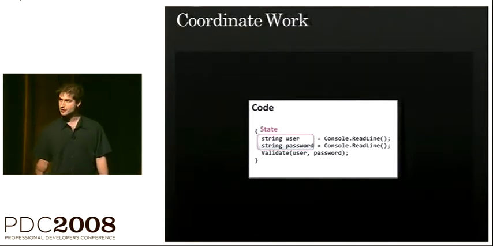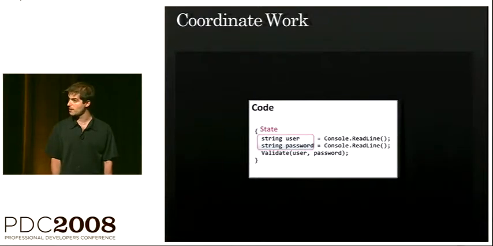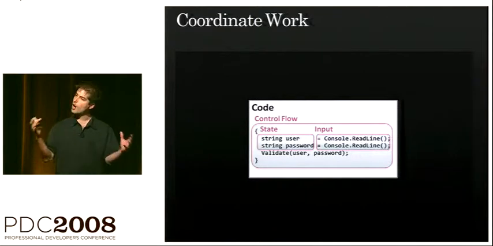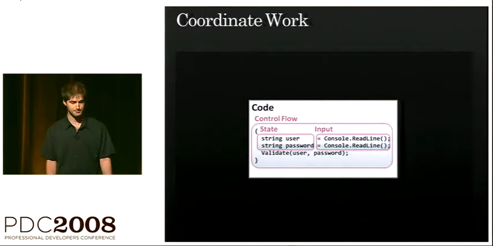Now, this application consists of three main components. First is a set of state, represented by my local variables in this case. The second is I'm getting a bunch of input from the console and associating it with these pieces of state. Lastly, I'm wrapping all of that logic in a control flow mechanism, in this case, sequence.